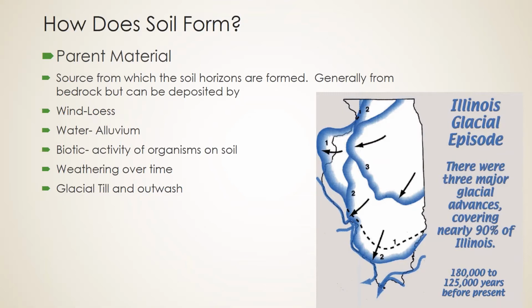And in our region, especially Illinois, one of the primary historical processes of forming our soils was through glacial activity. And as glaciers formed and receded over hundreds of thousands of years, they deposited massive amounts of parent material through what's called glacial till and outwash when the glaciers recede away eventually.